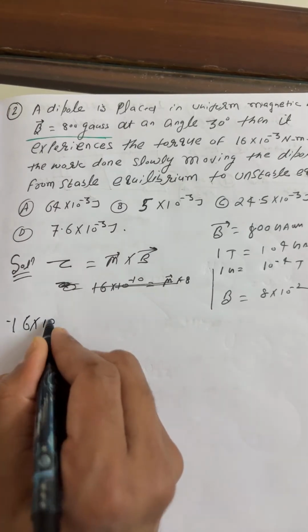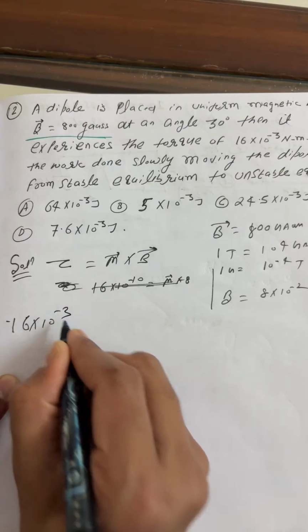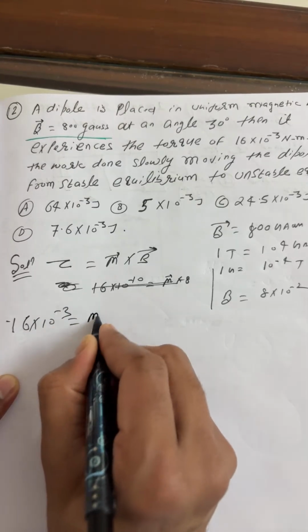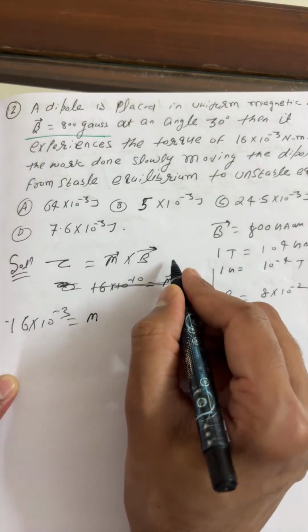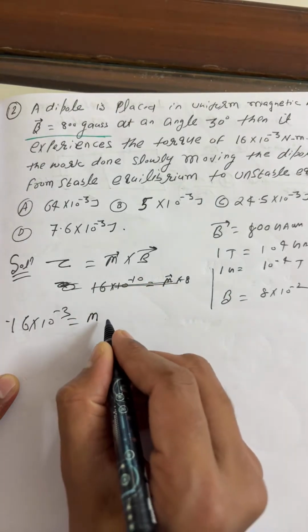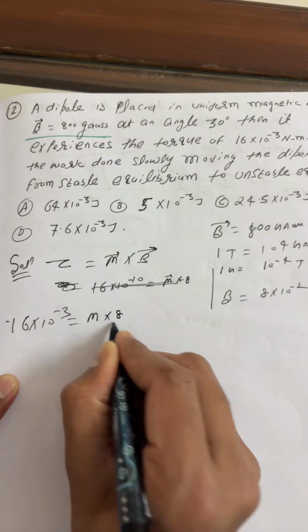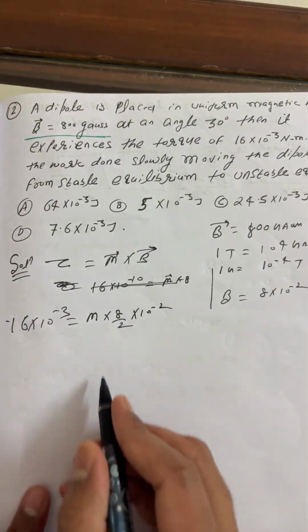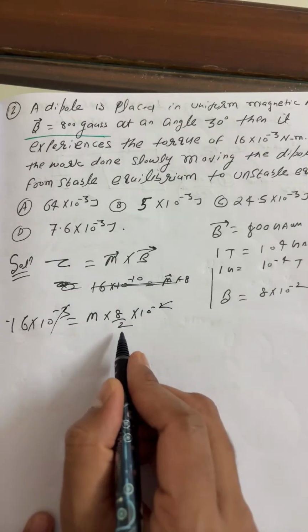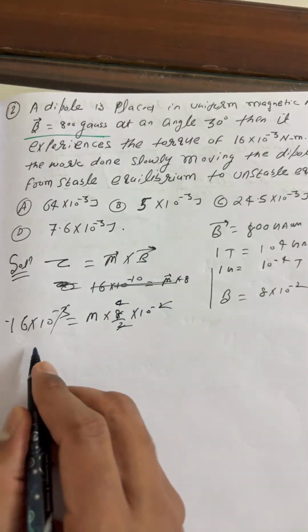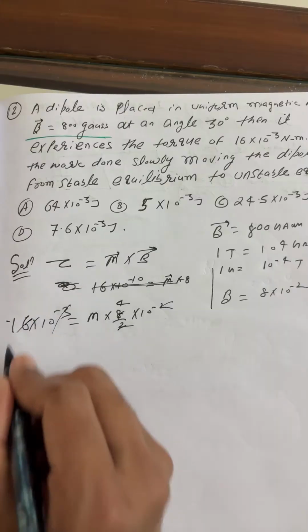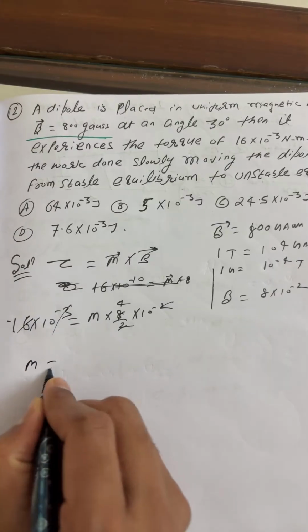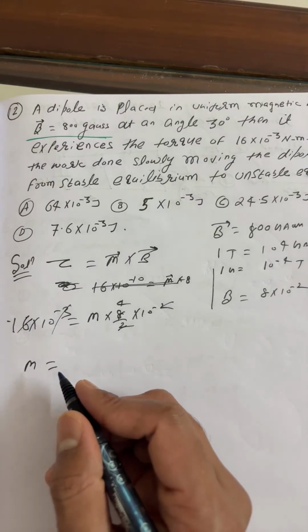16 into 10 to the power minus 3, beta. We use this to find the magnetic moment. This is mB sin theta. Sin 30 is 1 by 2, so you can write 8 by 2 into 10 to the power minus 2. We'll get the magnetic moment from here only. Cancel 2 for the 8, so 4 for the 16.